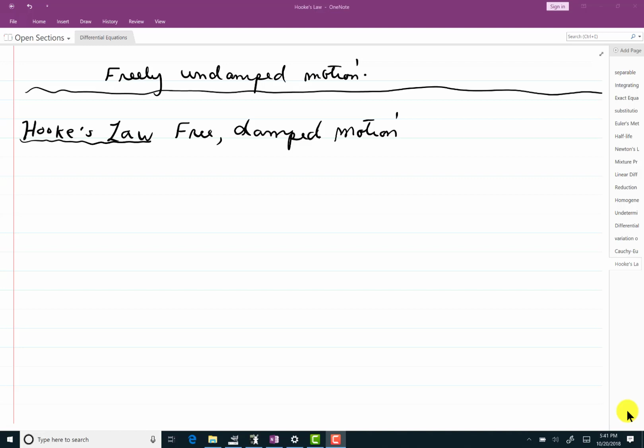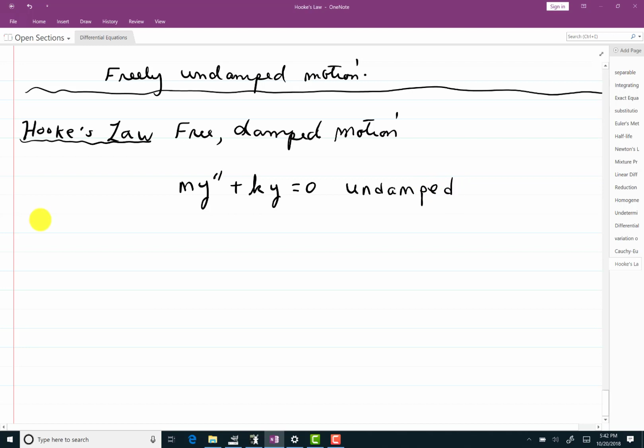I wanted to finish up with Hooke's law. This time we're going to talk about when the motion is damped, but it's still free. Nothing is actually touching the weight except for perhaps the medium that it's in. So remember, we had m y'' + k y = 0. This is the undamped motion.